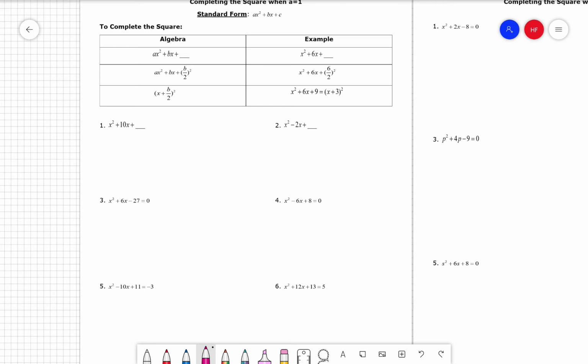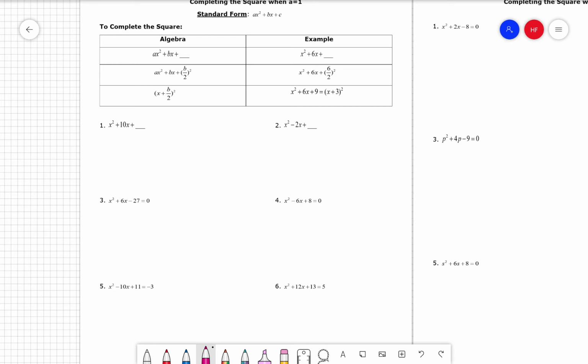In order to find it, we're going to take b and divide it by 2. In our example, b is 6. We'll divide 6 by 2, and then we'll square it. So 6 divided by 2 is 3, and 3 squared is 9. And then we see that in the parentheses, when we're rewriting it as a perfect square, we have x plus b over 2, and then that's all squared. Our b over 2 was 3, so over here on the right side we have x plus 3 squared.